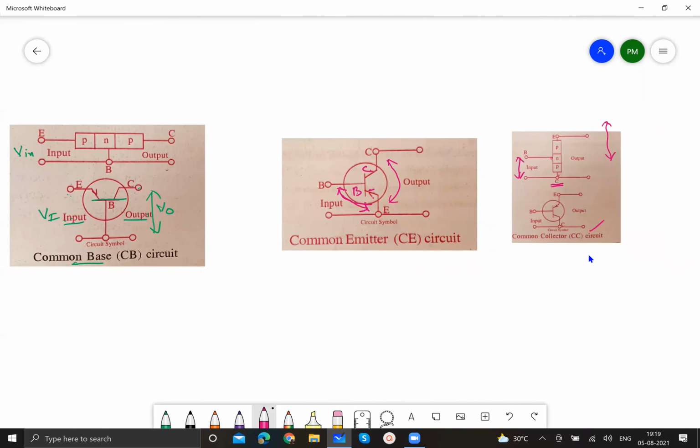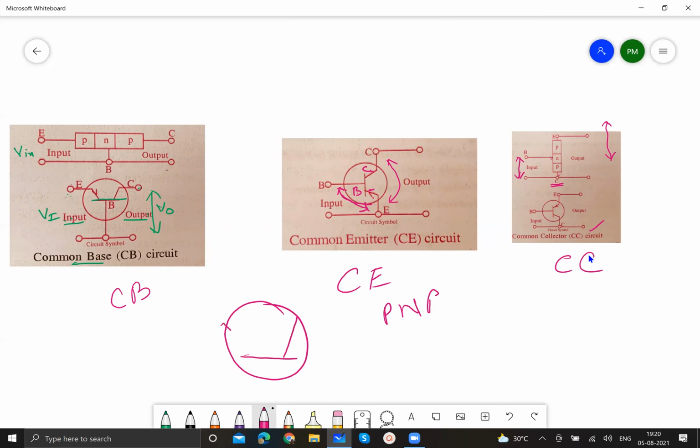This is common base configuration, common emitter configuration, common collector configuration. The transistor that is shown is PNP. Remember, in a PNP transistor, the arrowhead is directed towards the base. So this is emitter, this is base, this is collector.